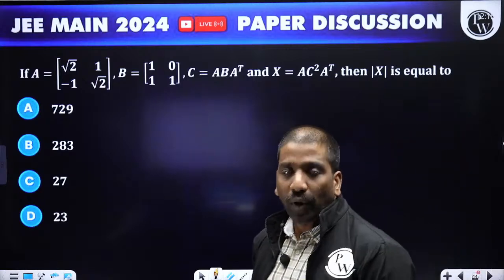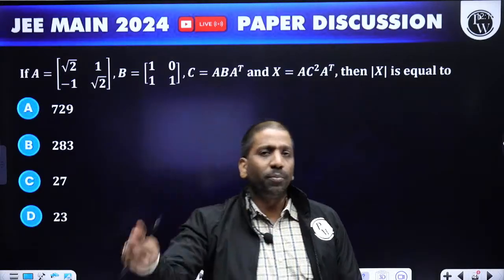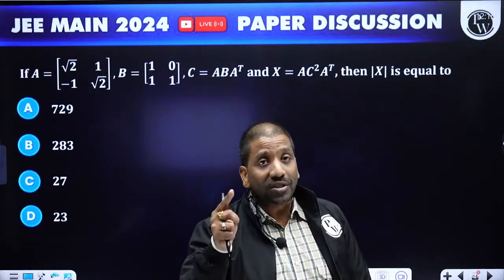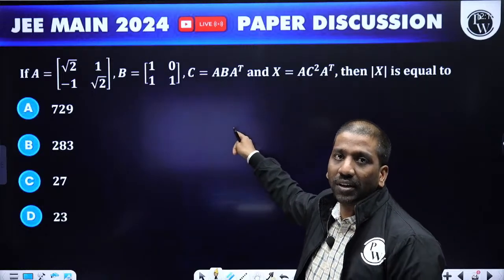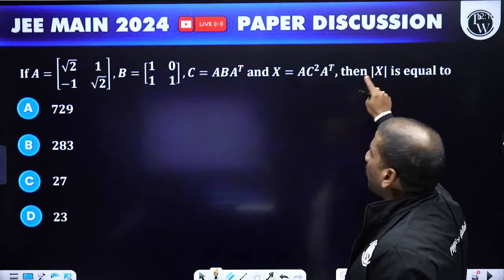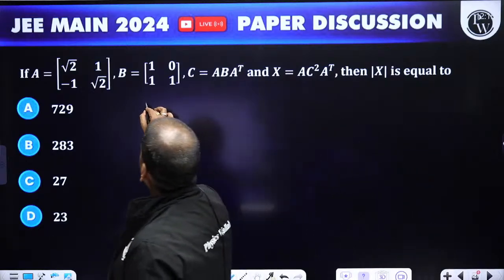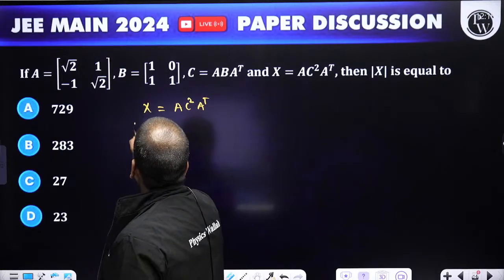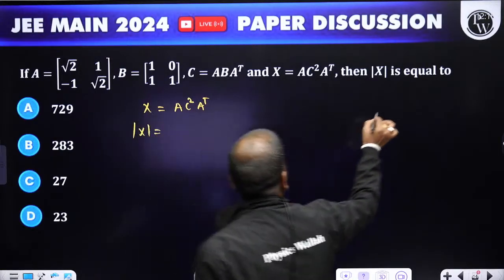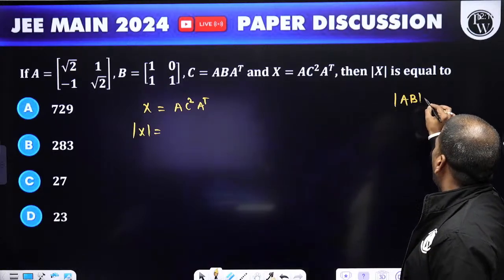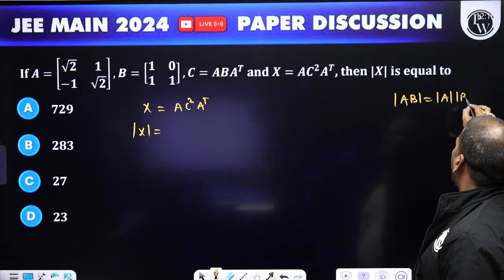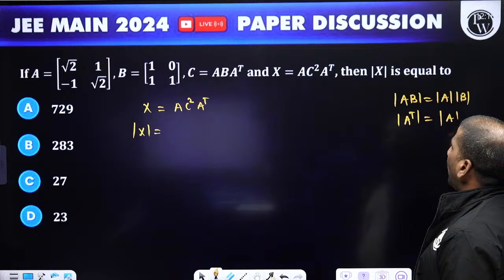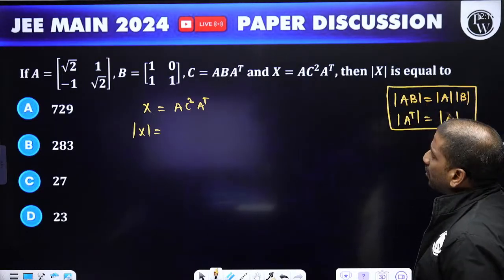Next, again from matrices, 2 most important points. One is the determinant, adjoint, inverse properties. The second one is the system of equations. Both questions came here. So here in matrices, what is the determinant of X? Direct formula, A C square A transpose. What is the determinant of X formula? Determinant of AB, we learned, is determinant of A times determinant of B. And determinant of A transpose is determinant of A. These are the few points we learned, which are useful here.